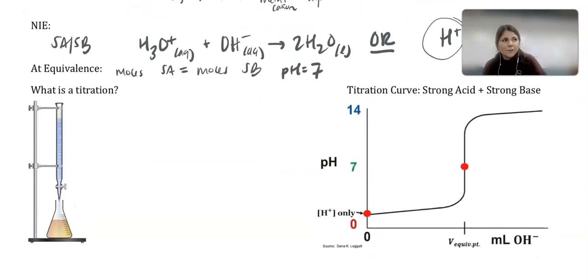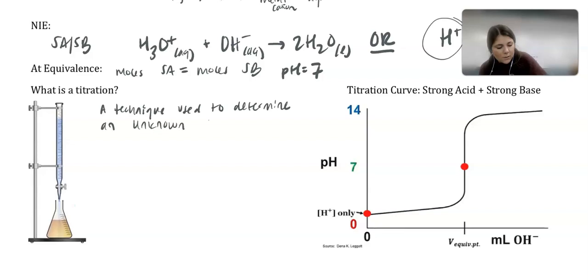So let's talk about titrations. And we're going to first focus on that strong acid, strong base. So a titration is going to be a technique used to determine an unknown concentration with a known concentration. And here that's able to be achieved because we will reach equivalence point.